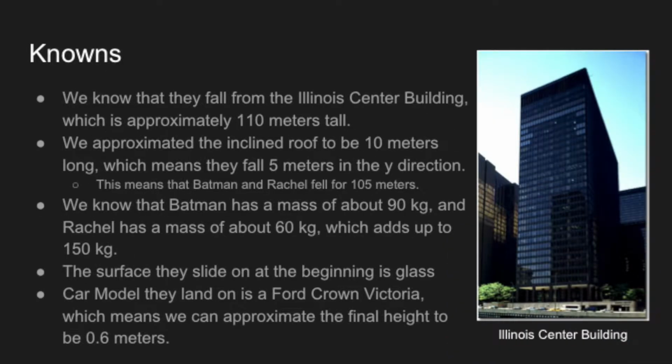With a bit of research, we find that they fall from the Illinois Center building, which is approximately 110 meters tall. We estimate that the roof incline would be 10 meters long, which means that they fall 5 meters in the Y direction. And that means that Batman and Rachel fall for 105 meters. We find out that Christian Bale is about 90 kilograms and Rachel about 60, which can add up to 150. The car model that they land on is a Ford Crown Victoria, which means that their final height would be about 0.6 meters. And obviously the surface they slide on in the beginning was glass.